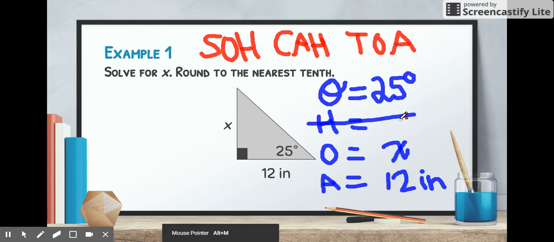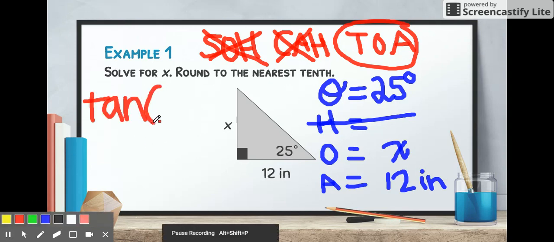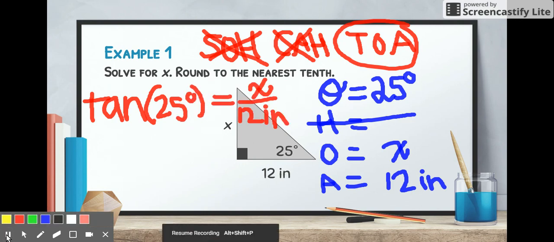So I don't know anything about the hypotenuse, so that's not helpful. So sine, I have to know the hypotenuse. And same thing for cosine. So I don't need to use either of those, which means that I need to use tangent to solve for x. So tangent is going to be a tangent of your reference angle, and in this case, that's 25 degrees, is equal to x over 12 inches.